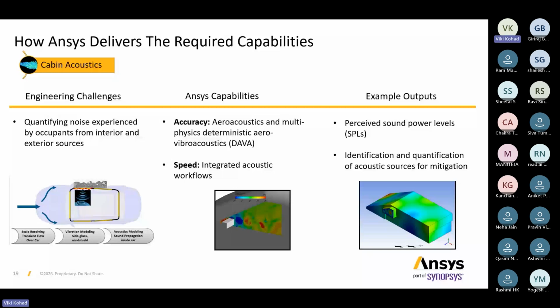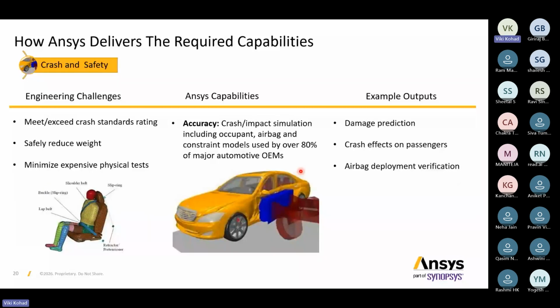Then the crash and safety parameter is there, so that's why we use the seat belts and all, whenever an accident happens. That's why we use the crash parameters, and that's why we use these seat belts whenever we sit inside the vehicle.